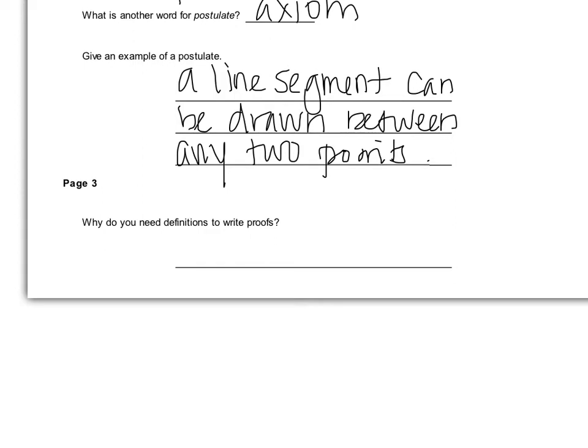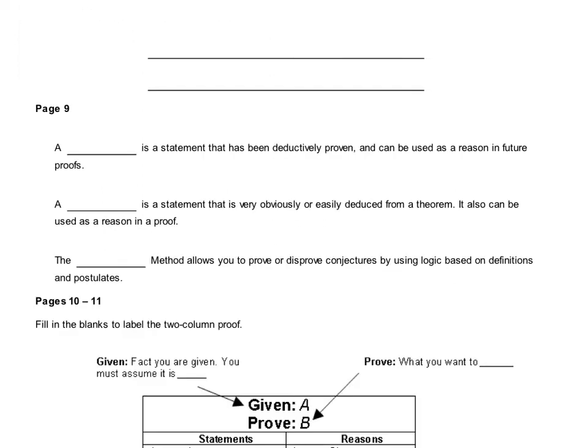Moving on to the next page. A theorem is a statement that has been deductively proven and can be used as a reason in future proofs. So it has already been proven, and we can use it now in proofs. A corollary is a statement that is very obviously or easily deduced from a theorem. It can also be used as a reason in a proof.